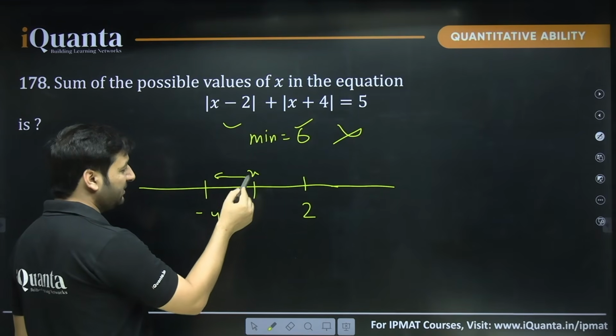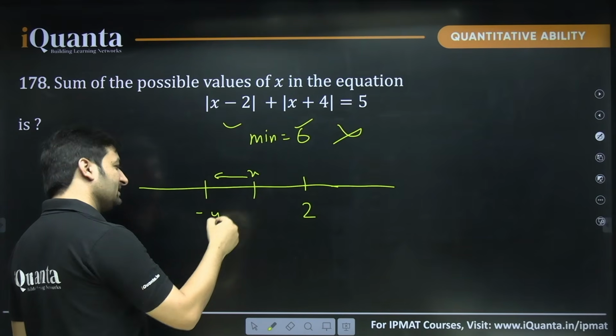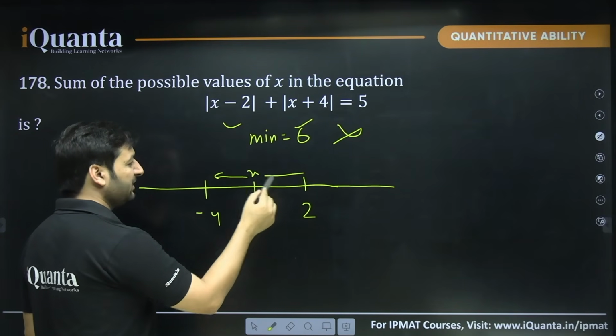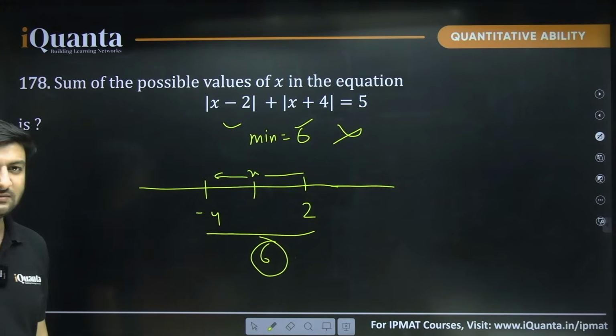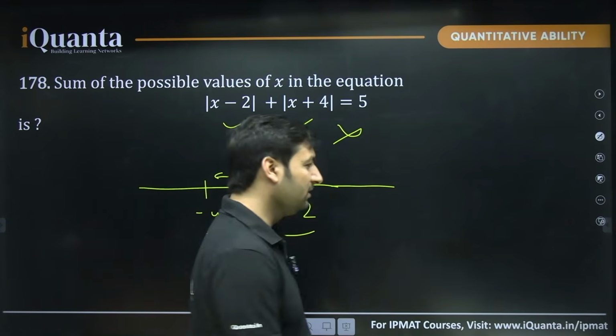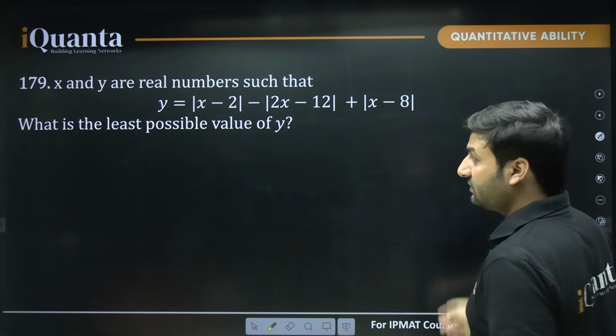If you take this as the distance between x and minus 4, and this as the distance between x and 2, the distance between 2 and minus 4 is going to be 6. So the minimum value is going to be 6. Sum of distances can never be 5. Okay? I hope this question is clear.